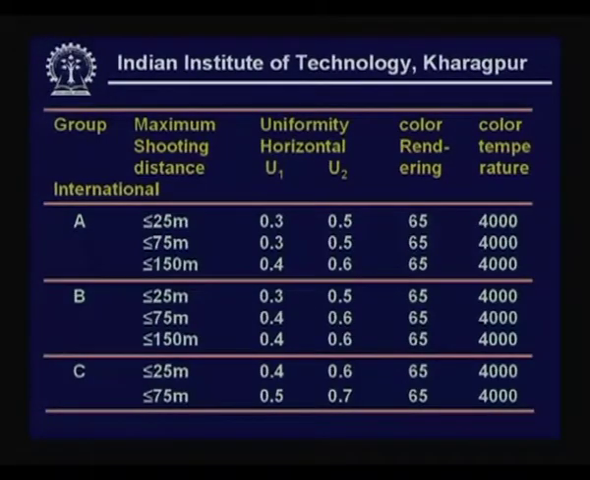Similarly, one finds the uniformity indices in the horizontal plane, which are similar to what we saw in the case of national TV. So, what do we have? We have three categories of games depending on the speed as per the CIE recommendations: A, B, C, and each of these has three different camera distances.